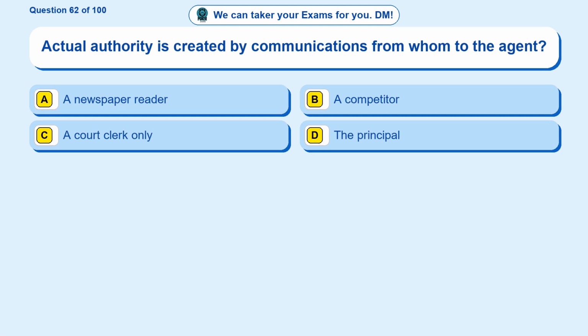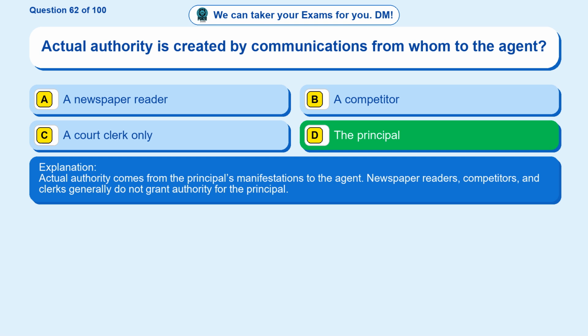Question 62. Actual authority is created by communications from whom to the agent? Option A, a newspaper reader. Option B, a competitor. Option C, a court clerk only. Option D, the principal. The correct answer is option D, the principal. Actual authority comes from the principal's manifestations to the agent. Newspaper readers, competitors, and clerks generally do not grant authority for the principal.